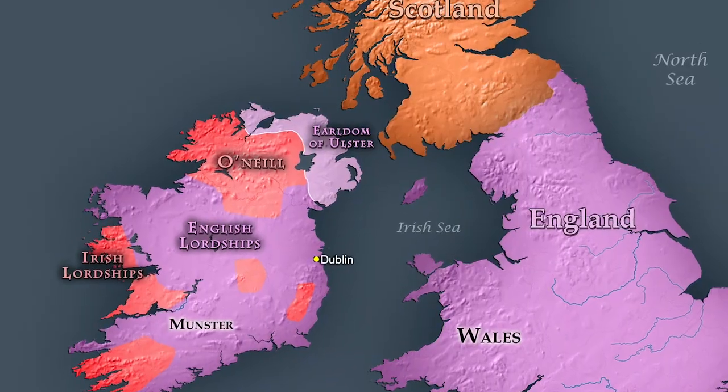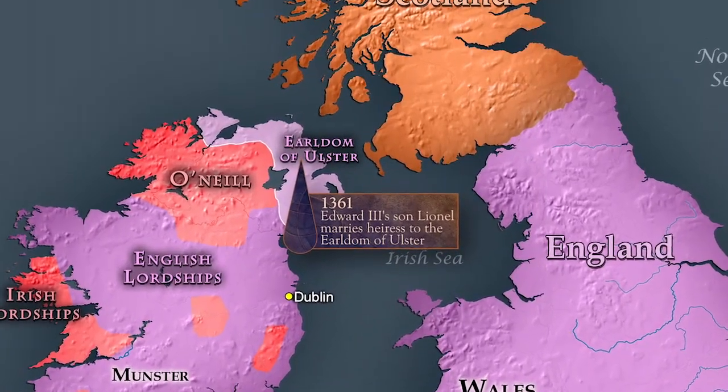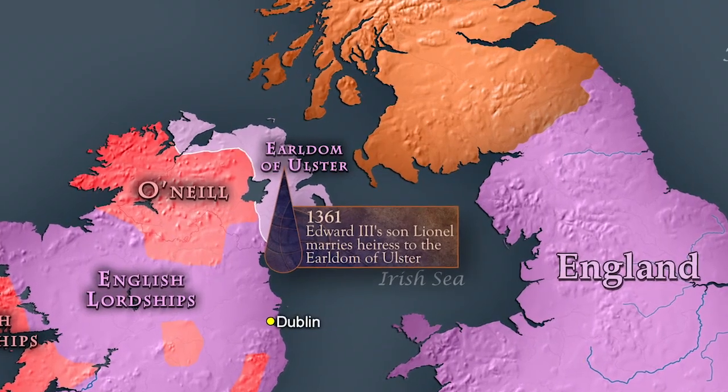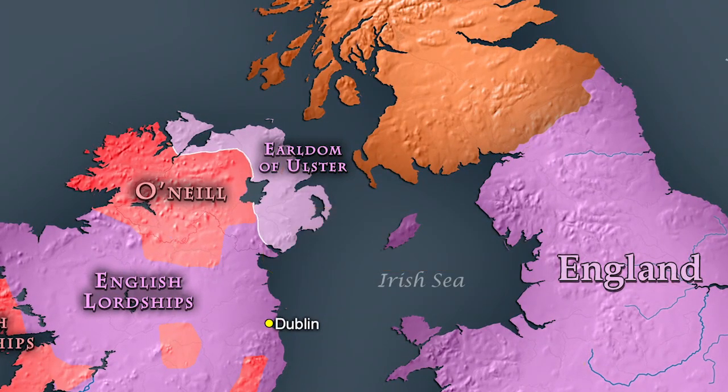So in 1361, King Edward III had his son, Lionel, marry the heiress to the earldom of Ulster, and he sent Lionel to Ireland to rule on his behalf. Lionel did his best, but he was horrified by the degeneracy he found. The English settlers were acting like Irishmen. So he called a parliament at Kilkenny to try to address the problem. And this parliament produced the notorious Statutes of Kilkenny in 1366.